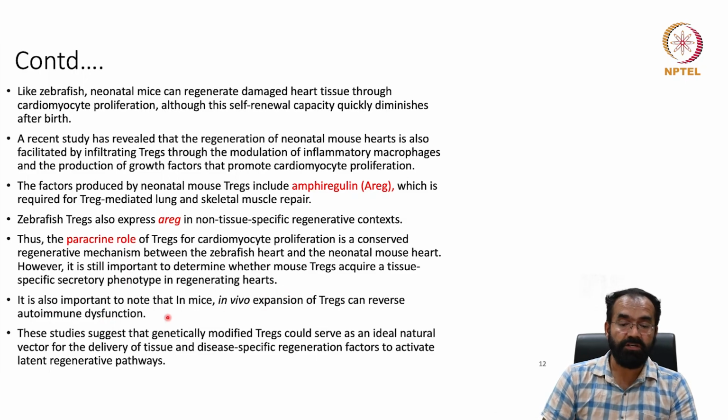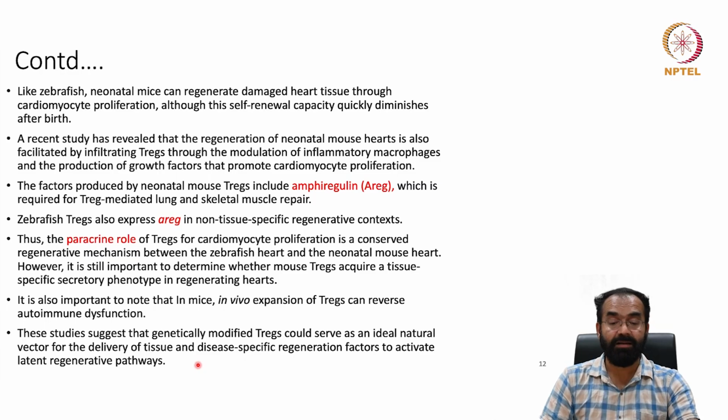It is also important to note that mouse in vivo expansion of Tregs can reverse the autoimmune dysfunction. These studies suggest that genetically modified Tregs could serve as an ideal natural vector for delivery of tissue and disease-specific regeneration factors that will activate the latent regenerative pathway. We will study more about regeneration in the subsequent classes. Thank you.